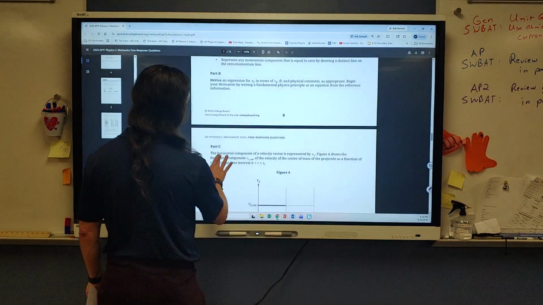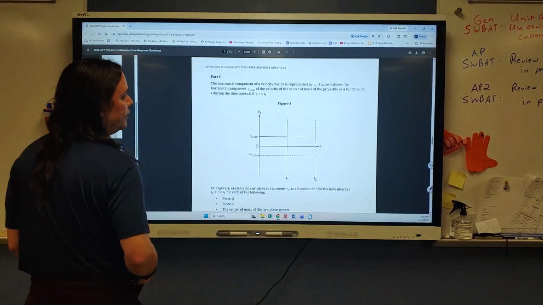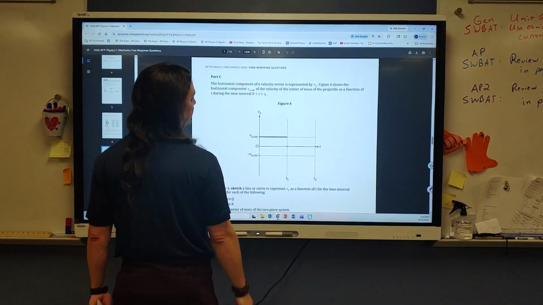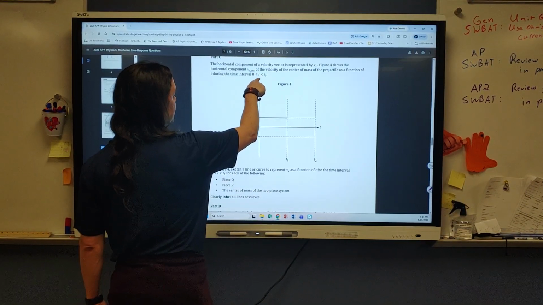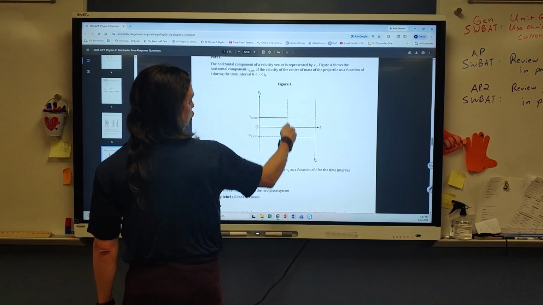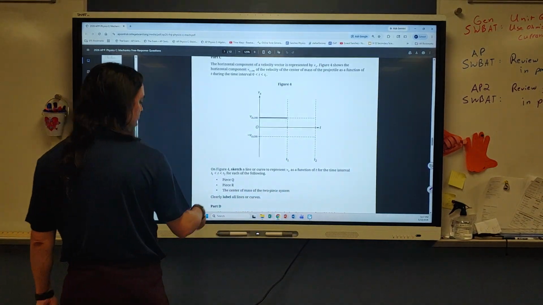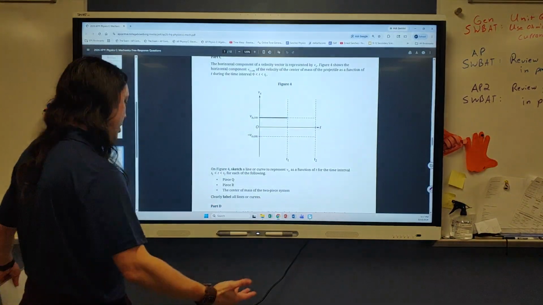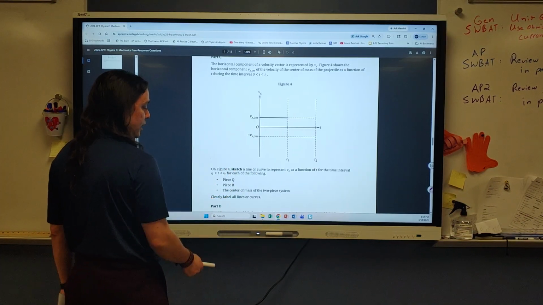Okay, moving forward. Part C: the horizontal component of a velocity vector is represented by Vx. Figure 4 shows the horizontal component Vx,cm, the velocity of the center of mass of the projectile, as a function of time t during the interval from 0 to t, which is basically from launch to explosion, and then we have not graphed from explosion to when they hit the ground again. They want us to sketch 3 lines. Remember how I said it was going to be worth 3 points? Okay, you're probably going to have more or less getting each of these correct and having them sketch and label all of the lines or curves.